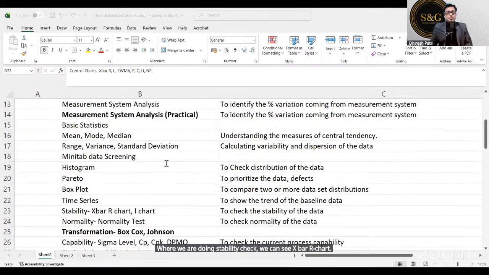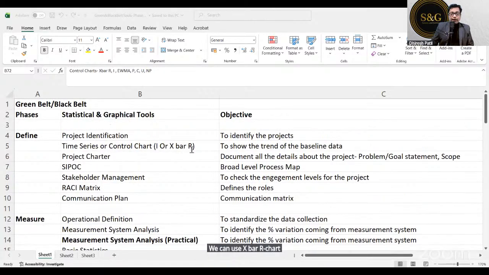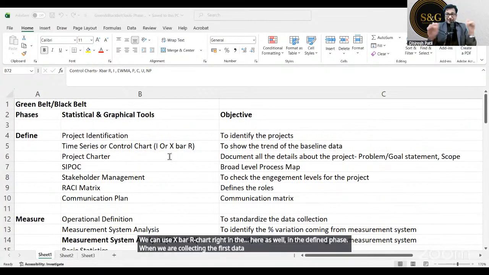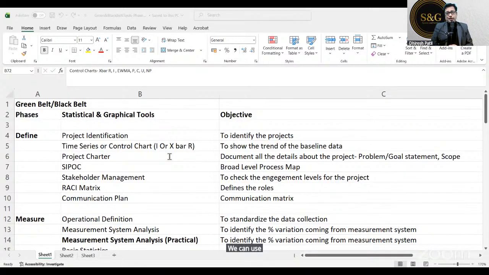We can use X bar R chart in the define phase as well. When we are collecting the first data, the 1 year data, we can use X bar R chart over there. It's a control chart basically. Okay, it's one kind of a control chart, right? Training code is under measure phase.